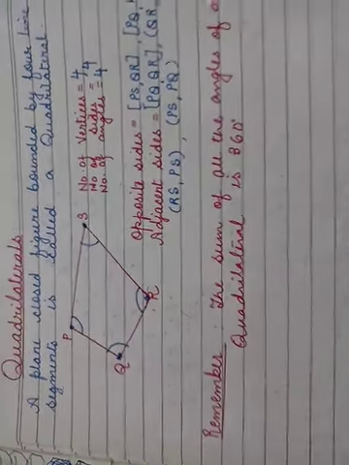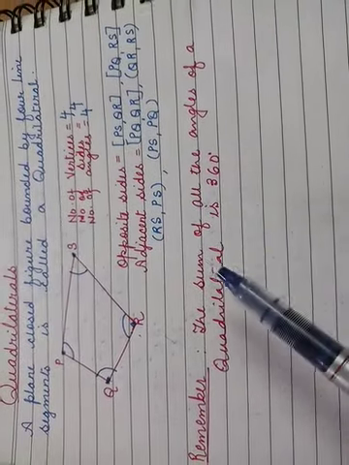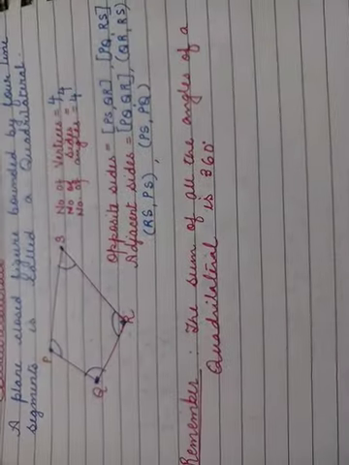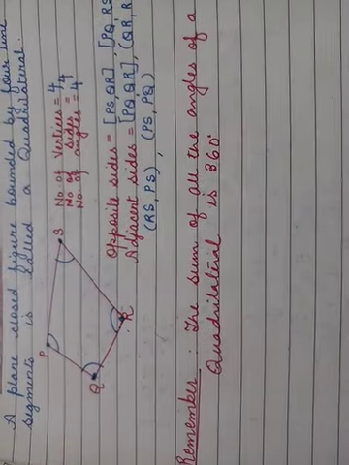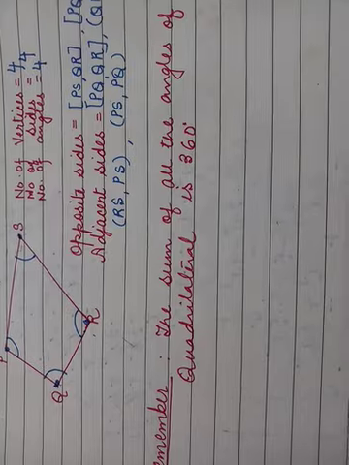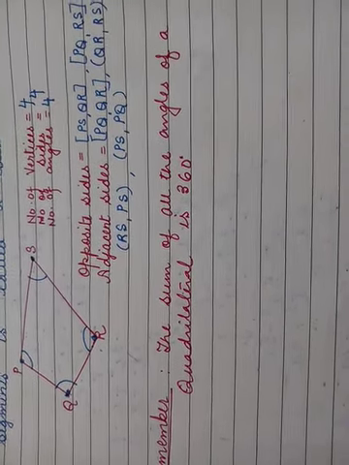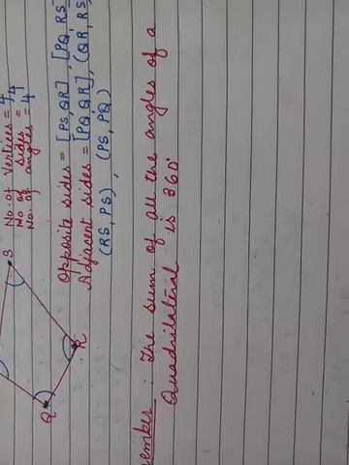Then it is very important to remember the sum of all the angles of a quadrilateral. If again we are saying all the angles, then we mean all the interior angles of a quadrilateral. The sum of all the interior angles of a quadrilateral is 360 degrees. Let's see how.